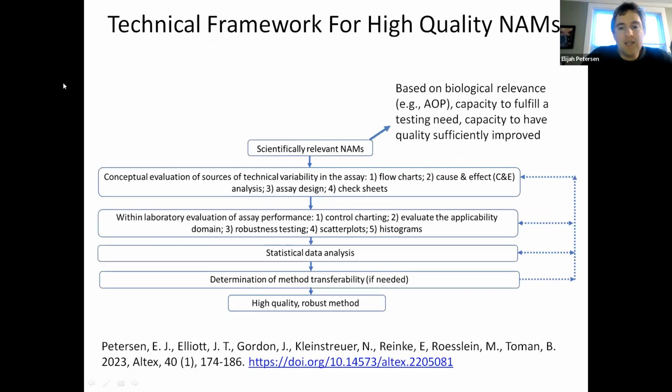So this is a key figure from the paper, where in the beginning you have the world of NAMs, where there's, I don't know, 100,000, some huge number of NAMs throughout the published literature.